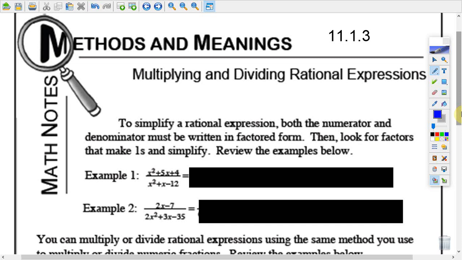This is 11.1.3, multiplying and dividing rational expressions. Really the whole first part of chapter 11 is on similar stuff. It's an important concept for us to get down, and let's just dive right into it.